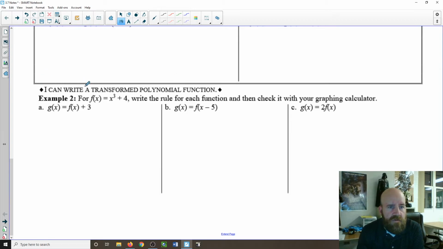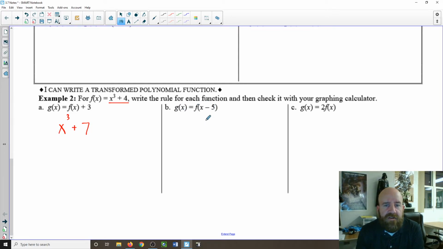All right, so writing transformed polynomials, they give us an original. We have a transformation happening to the function, so x cubed plus 4. We are shifting up 3, so we're adding 3 onto the end. So we would add that to 4. So we get now a 7. So g of x equals x cubed plus 7.